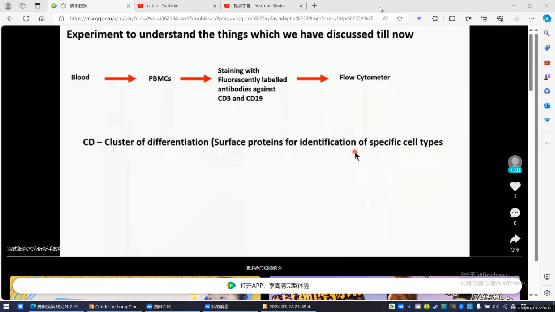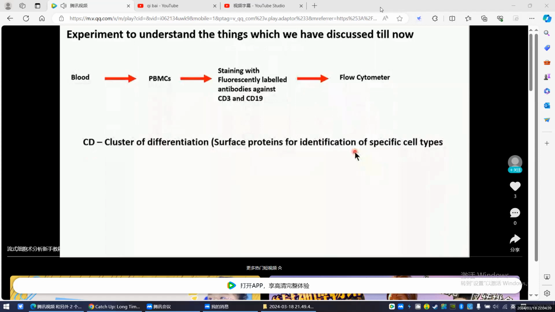CD4 means a protein which is present on CD4 cells, and CD8 is a protein which is present on CD8 lymphocytes. So there are a total of 371 CD markers. Based on these markers you can differentiate, identify, and measure the cell types. I'll just give you a small example.